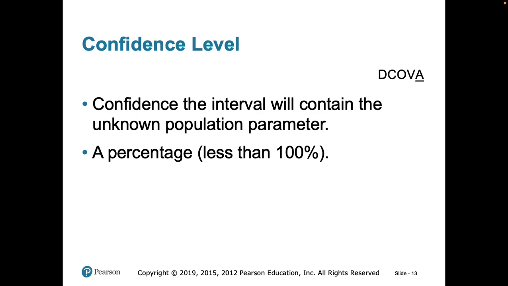So what is the confidence level? The interval will contain the unknown population parameter, a percentage. Remember, less than 100. You can do 100, but it will be useless. So that will be your confidence level: the interval that will contain the unknown population parameter, and then the percentage that you want to be, 99, 98, 95, or any other number.